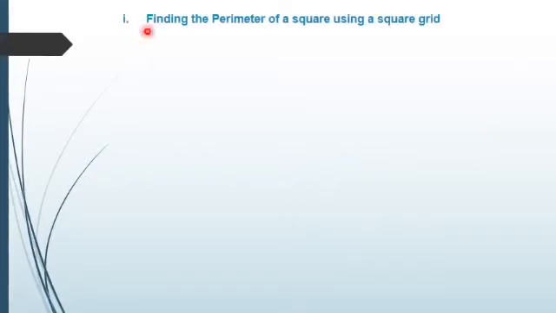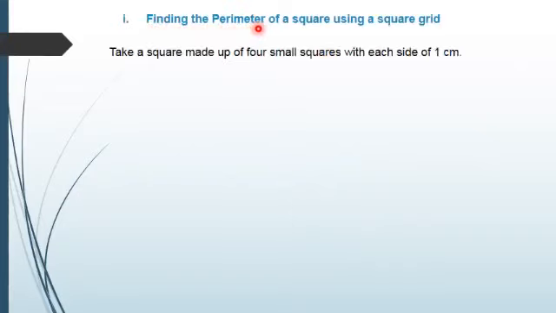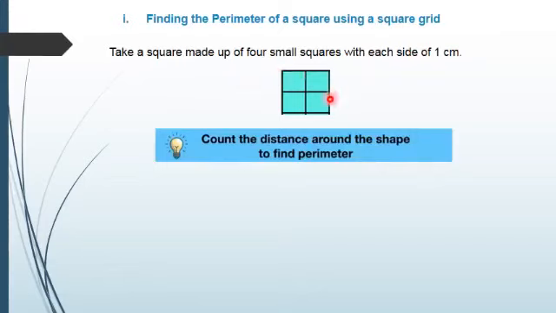Number 1, finding the perimeter of a square using a square grid. Here we take a square made up of 4 small squares with each side of 1 centimeter. In finding the perimeter, we want to know how far it is to move around the outside of the shape. So we need to count the distance around the shape to find the perimeter. Let's look at how we can do that.